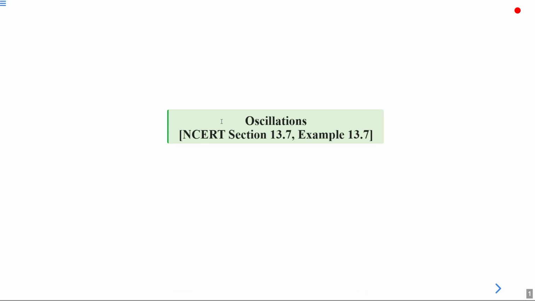Hello students, in today's lecture we are going to learn about oscillations, NCERT section 13.7 and example 13.4.